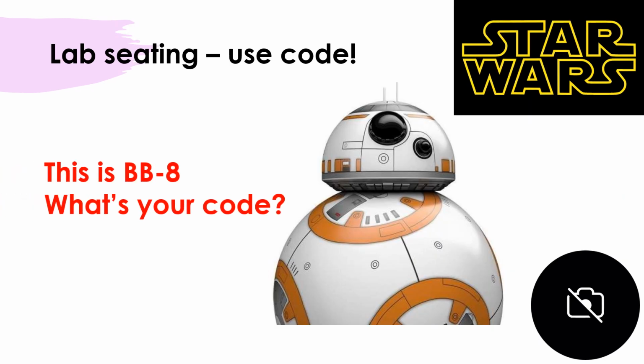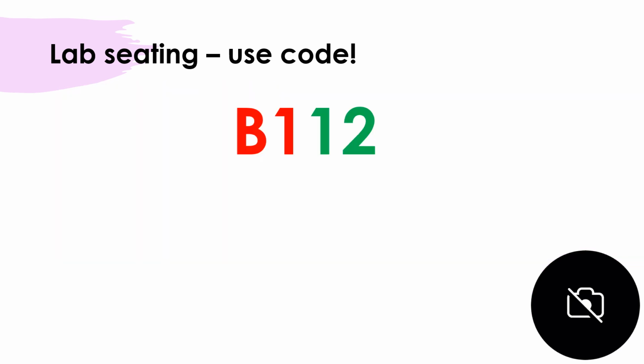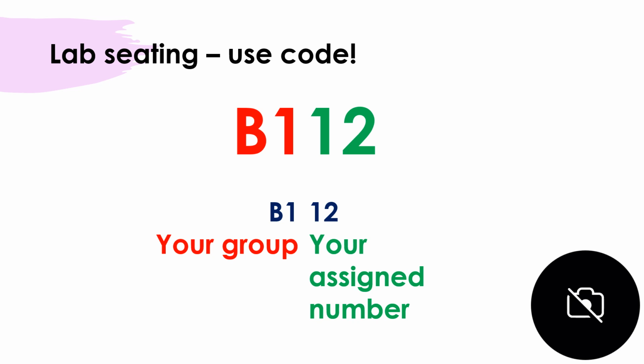This is BB8. So in lab seating, we use code. So what's your code? In order to determine your seat, first check the table of lab or tutorial grouping. From there, look for your group and number assigned on the name list. For example, B1 group and number assigned 12 means your seat code is B112. So here is B112, B1 from your group and 12 from your assigned number.